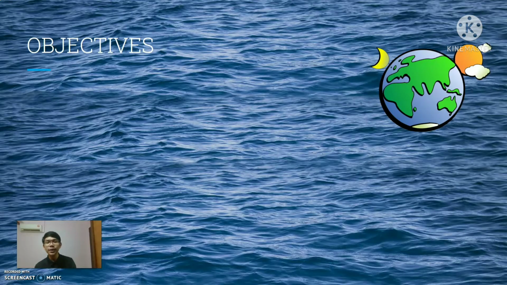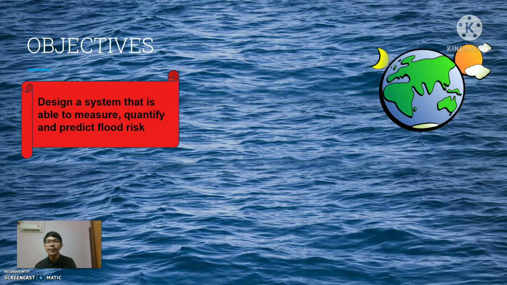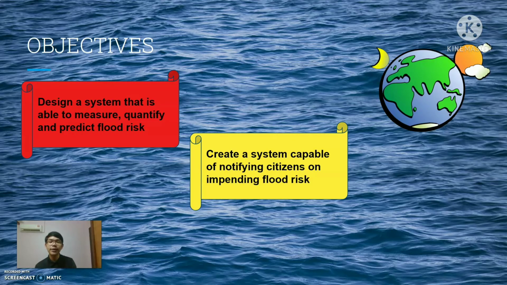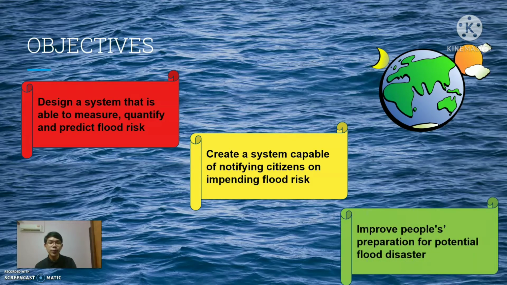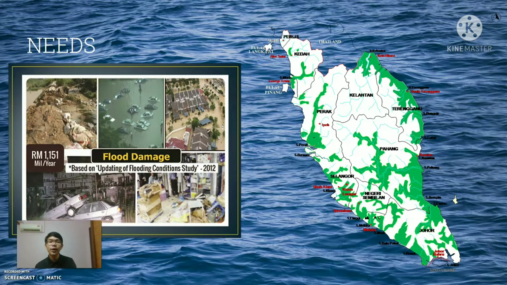Based on the problem statement just now, the objective of our project is firstly to design a system that can measure and quantify the flood risk, and then to notify the citizens of the impending flood risk, and also to improve people's preparation for potential flood disasters as a whole. Why do we need this project? As explained earlier, the green part of the map shown on the right is the area prone to flood. Flood occurs in this part of Malaysia almost every year, and a lot of loss is suffered by the country as a result of flood. So this project is very much needed.